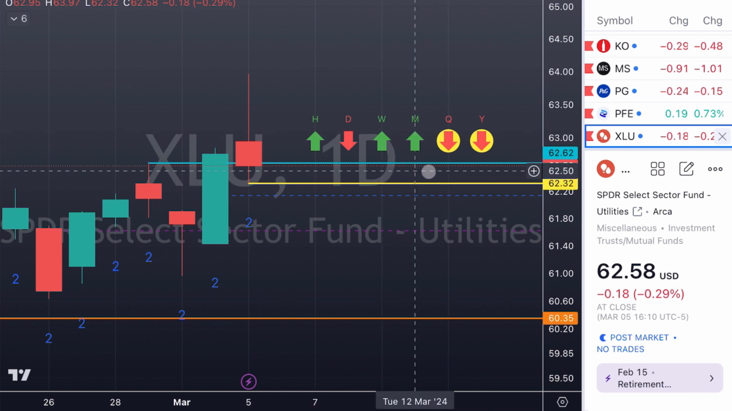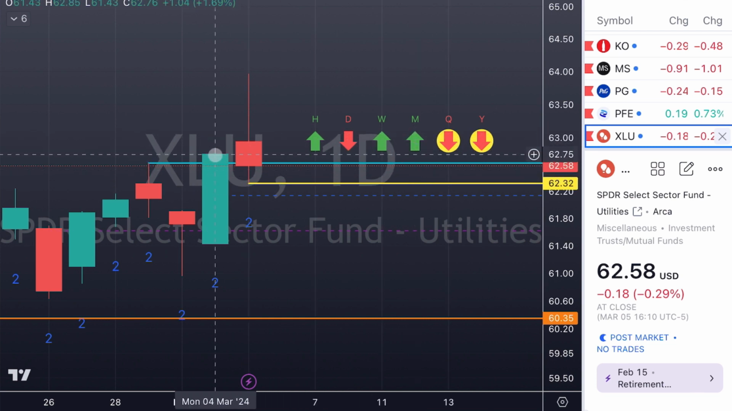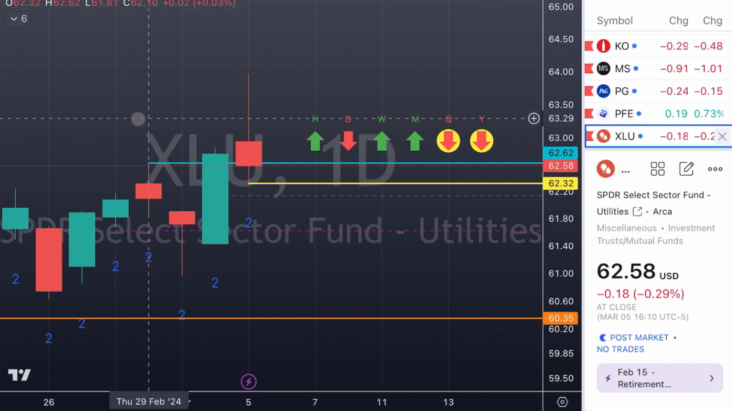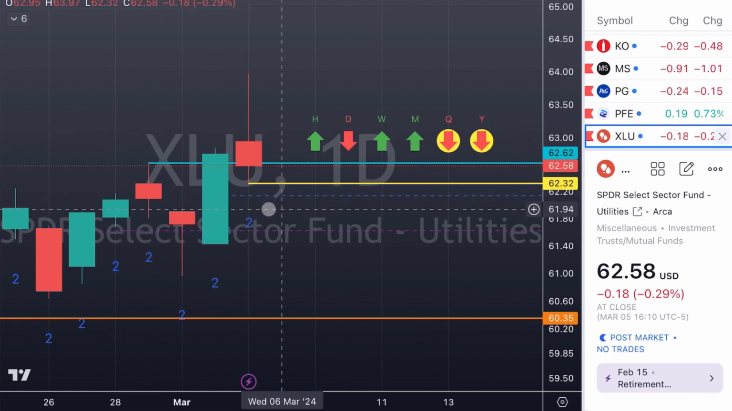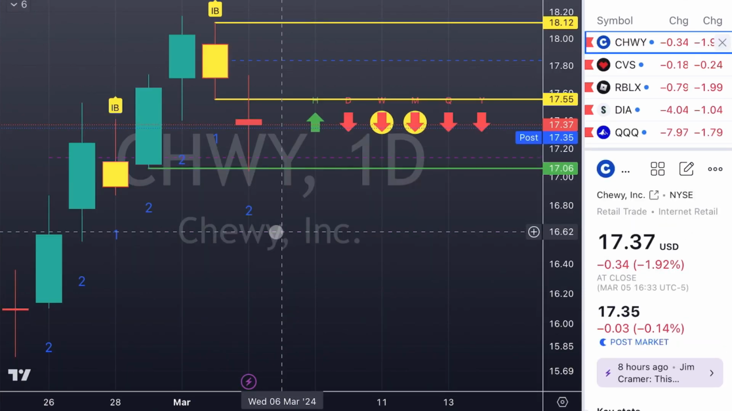Again, we'd like to see the time frame continuity in our favor, but the more you have in your favor, the higher the probability the setup is. Doesn't mean it won't work with less probability factors, but we are still looking for that potential downtrend. We'll look for puts at 62.32. So that's the daily watch list.